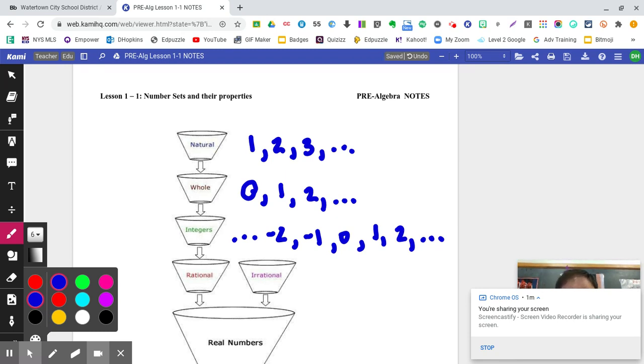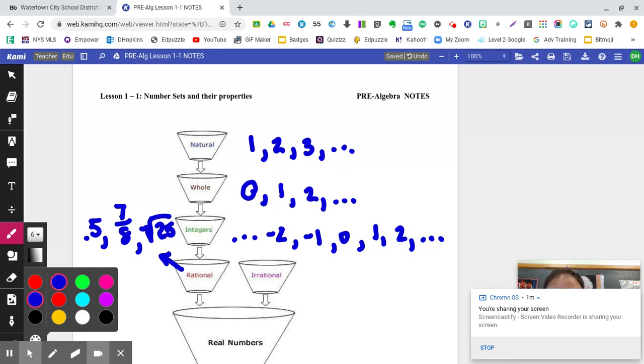Rational numbers contain all the numbers above plus decimals that end, so 0.5, any number that can be put in the form of a fraction, say 7/8, and any square root that is perfect, square root of 25, because the square root of 25 equals 5. So that is a rational number.